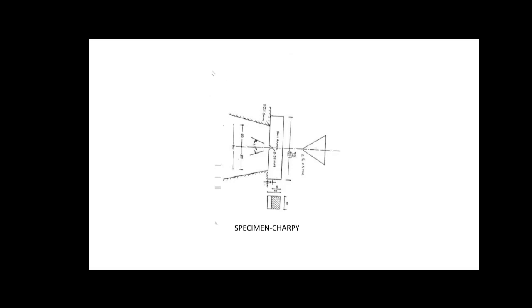In the Charpy test, the specimen is kept as a simply supported beam. See the load application direction. So we are applying a load. So one more thing is there, the striker. The striker that we are using for striking the specimen has got two ends. One is a flat end and the other one is a triangular end.